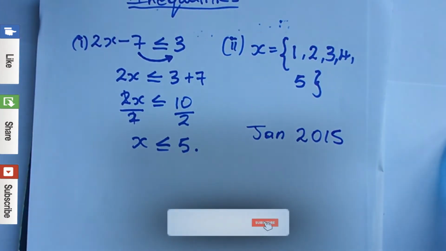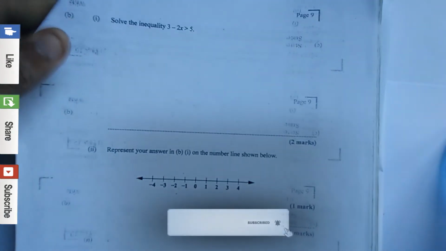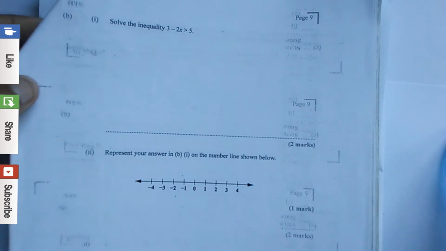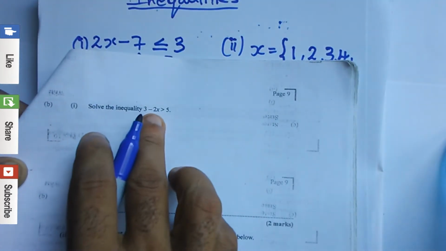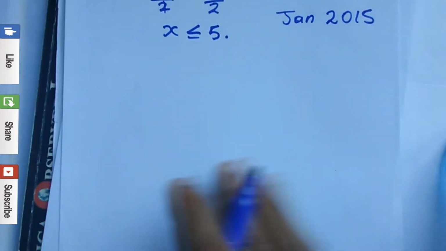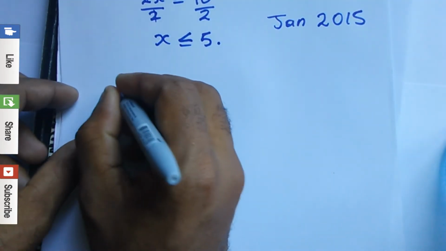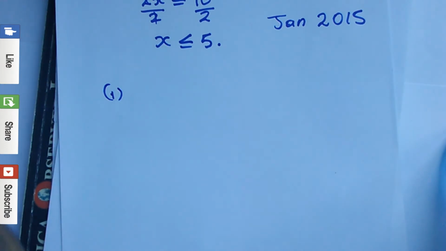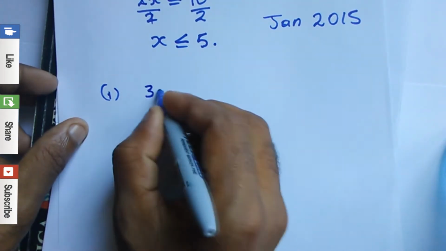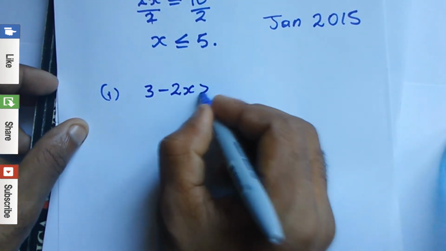Now the second question we'll be looking at is the January 2018 past paper inequality question. So it's similar to this one, but a slight difference in how they structure the question. So remember, with each example, you can pause the video, try the question, and then see if your answer would be correct. So we have 3 minus 2x greater than 5.